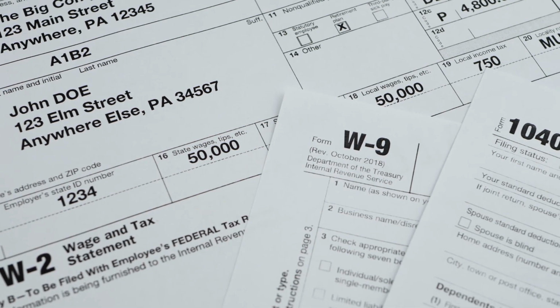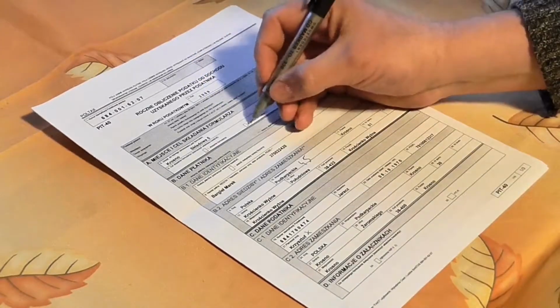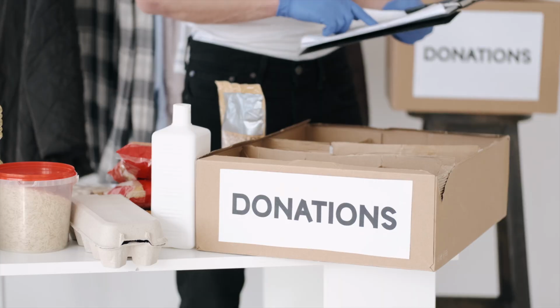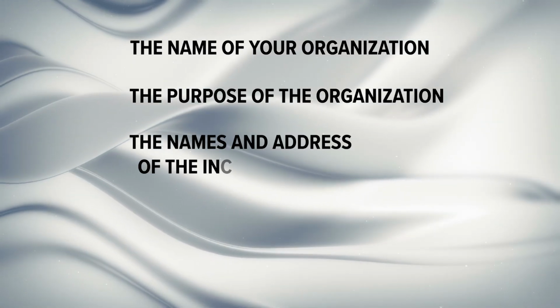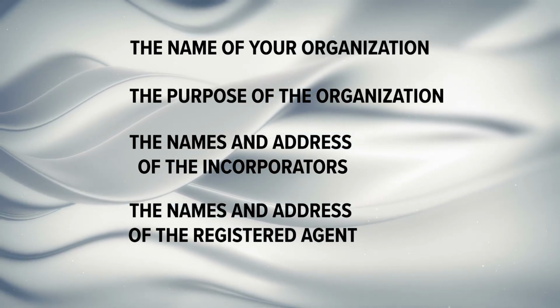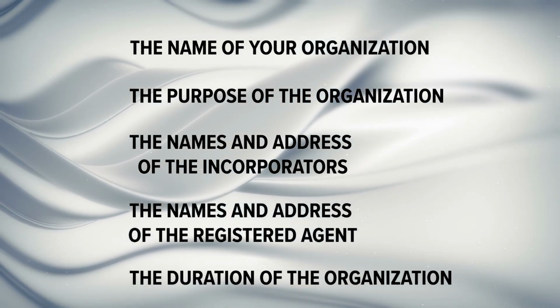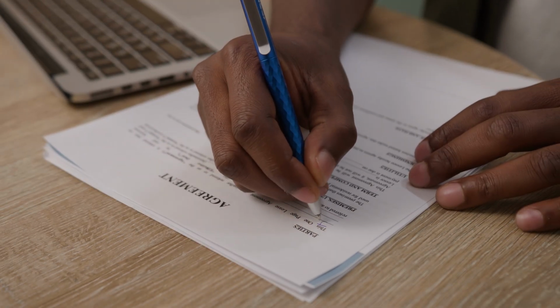3. Prepare your Articles of Incorporation. The Articles of Incorporation are a legal document that outlines the basic structure and purpose of your nonprofit. This document should include the name of your organization, the purpose of the organization, the names and addresses of the incorporators, the name and address of the registered agent, the duration of the organization, the powers and duties of the board of directors.